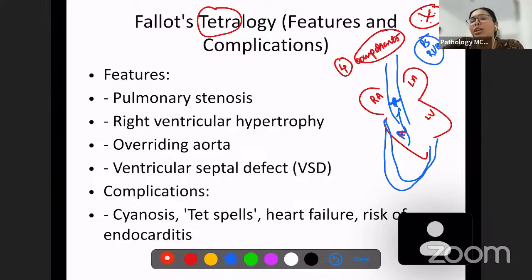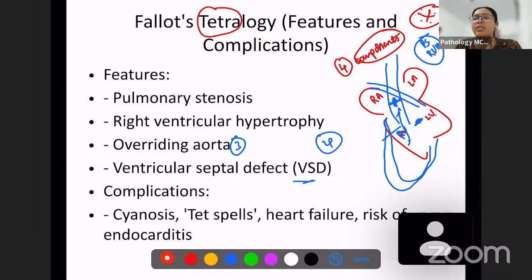Then the third one is overriding of aorta. The aorta is from the left ventricle. And then you have ventricular septal defect. So there is the pulmonary outflow, the left ventricle, the aorta, and the ventricular septal defect over here. These are the four things which you have to remember in tetralogy of Fallot.